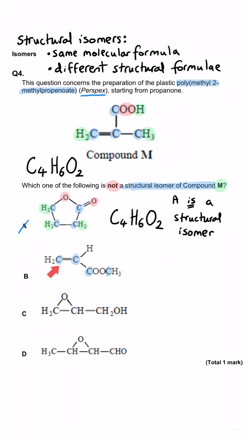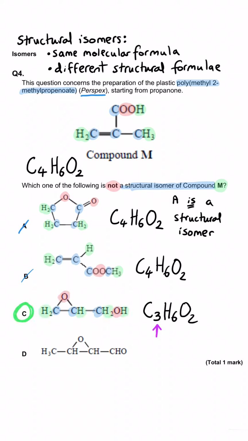B, similarly, we've got 4 carbon atoms again, we've got 6 hydrogens, 2 oxygens, so that is also an isomer. C has actually only got 3 carbon atoms, so it does have 6 hydrogen, but this is going to be C3H6O2, so it is not a structural isomer of M because it's got a different molecular formula. So C is the correct answer to this question.